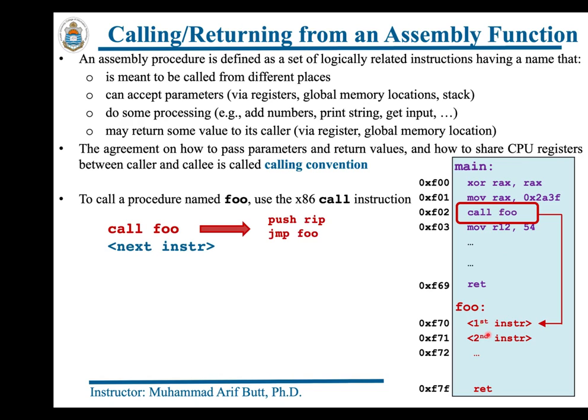Dear students, the call instruction is very similar to a jump instruction. The only difference is that before jumping to this label over here, the first instruction after this label, it saves the address of the next instruction on the stack, on the top of the stack. That is, this call instruction will first save the address of the next instruction on the stack using this push rip instruction. That is, this address will be saved on the stack, and then it will jump to the first instruction after the foo.